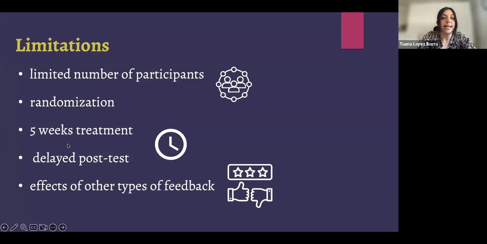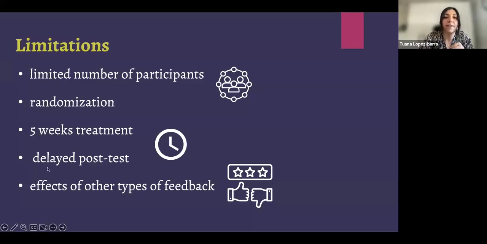And also, the treatment was only for 5 weeks. So it can be a bit short when we think about the whole academic year. I think it would be fruitful for us to know what would happen if this feedback loop was provided for a longer time, like maybe over a year or over an academic term, like a whole term. It would give us different perspectives too, maybe.